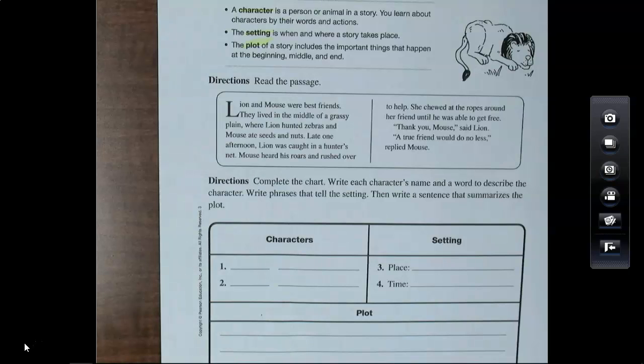We are going to read this passage. So I'll read this passage to you, and then we'll complete this chart below that goes along with our literary elements, our characters, our setting, and our plot.